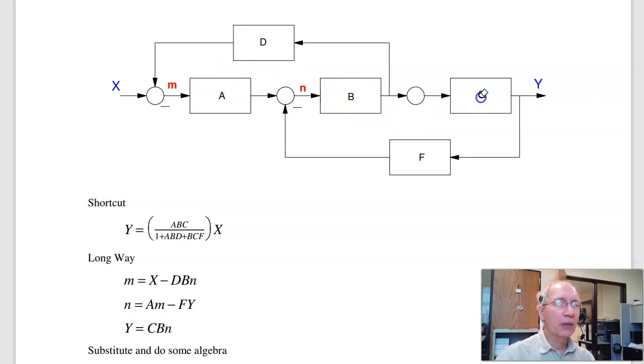The long, painful, but always accurate way is to label each summing junction. And this one actually doesn't do anything, so I didn't label it. And then write the equations. So M is x minus dBn. N is a times n minus f times y. And y is c times b times n.